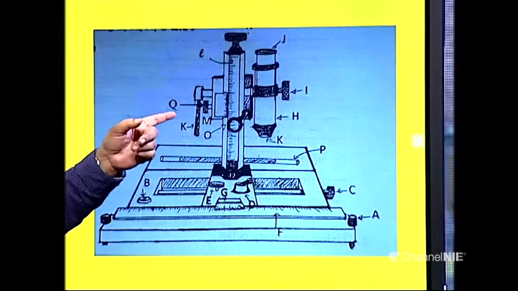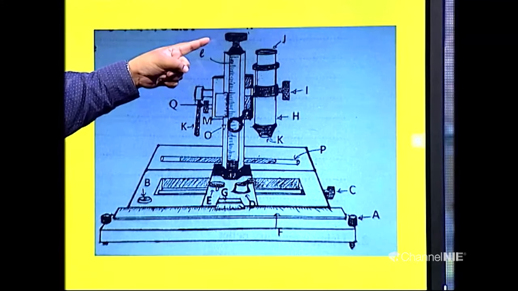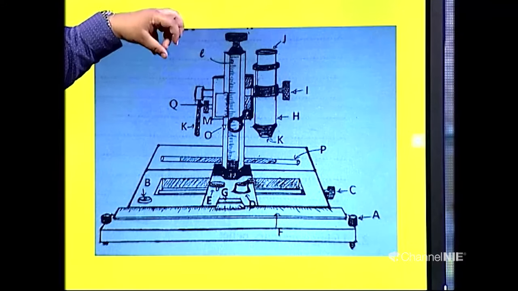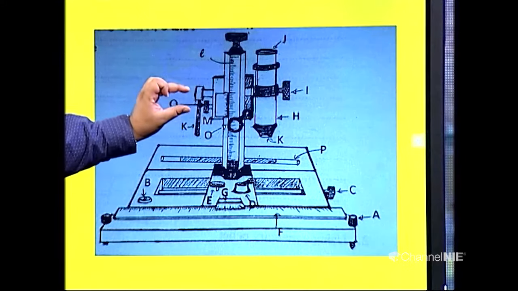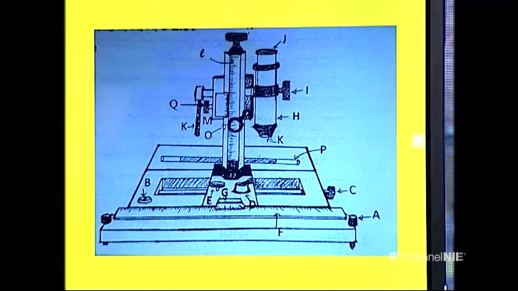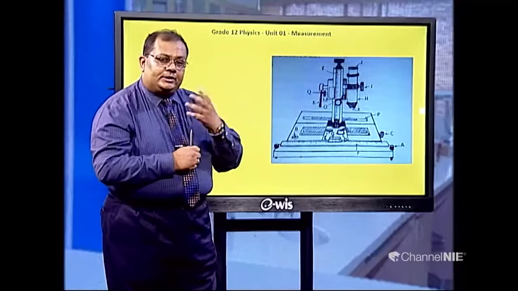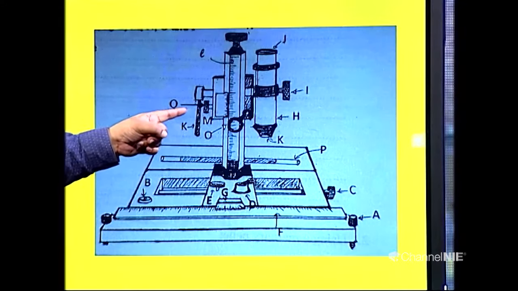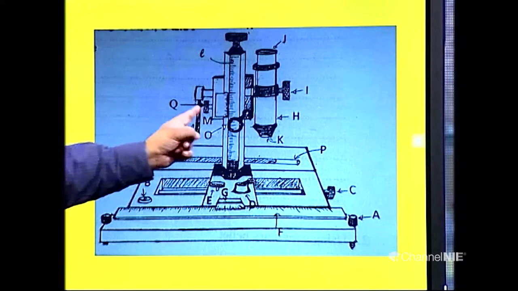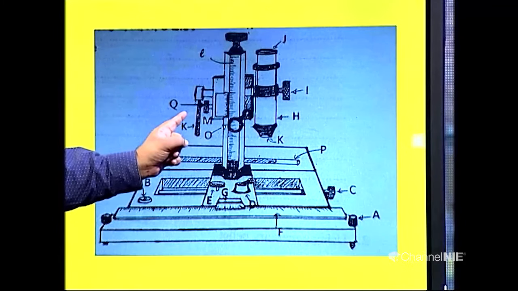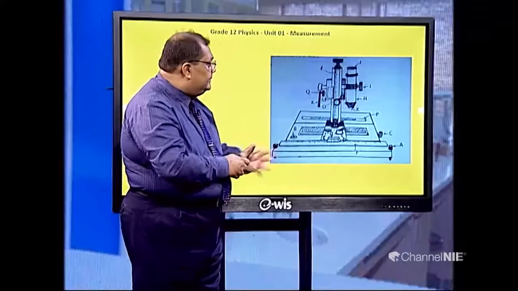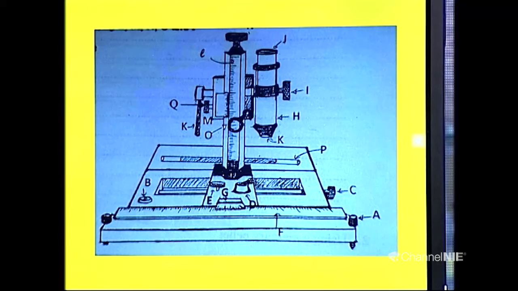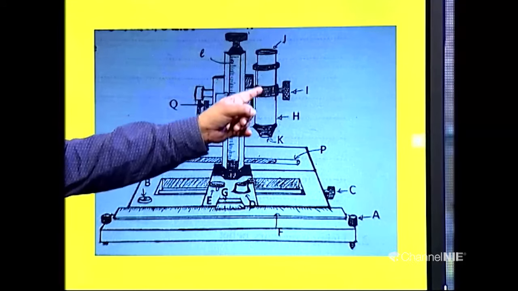And there's another one here, the vertical fine adjusting screw. When it is rotated, this vernier can be moved vertically very slowly. To do that, you have to tighten this screw. There's a tightening screw of the vertical vernier, Q. When it is tightened, this fine adjusting screw will work. And this is a traveling microscope.